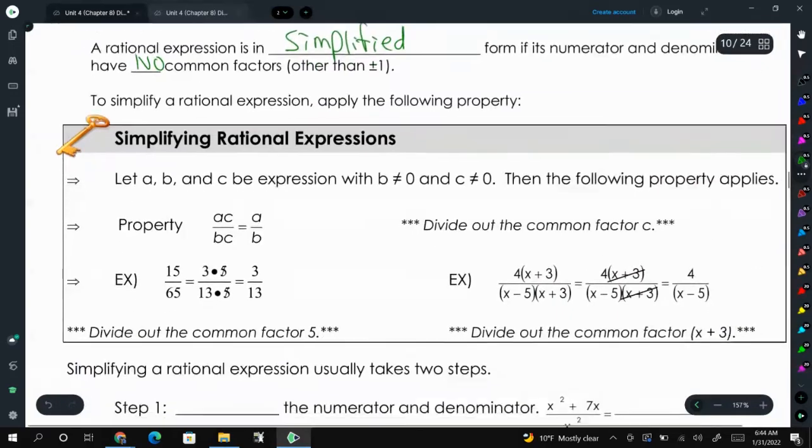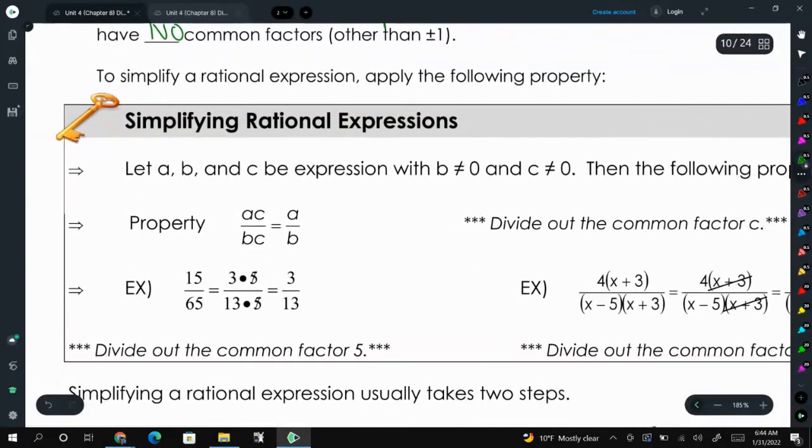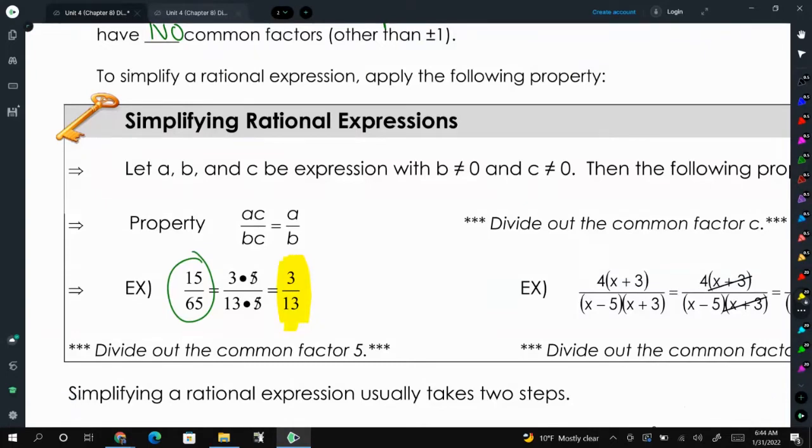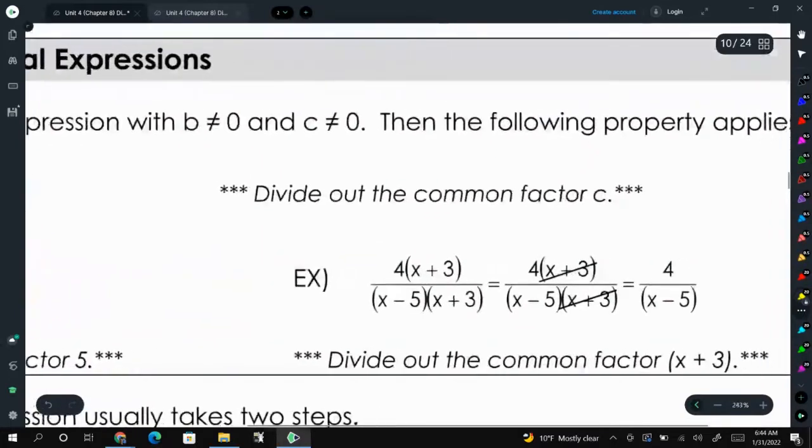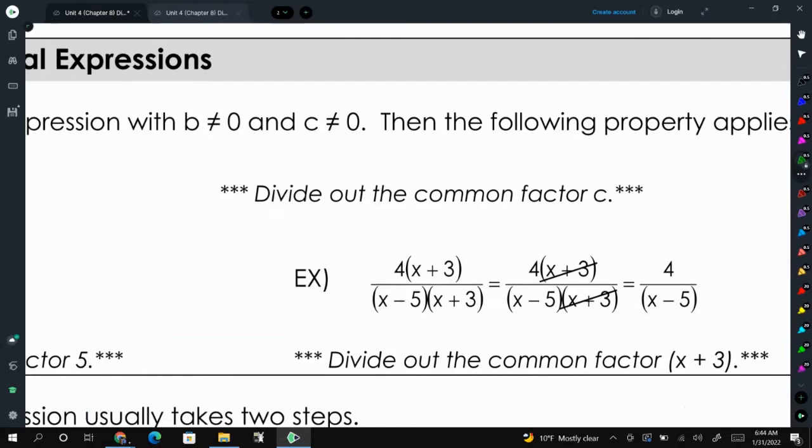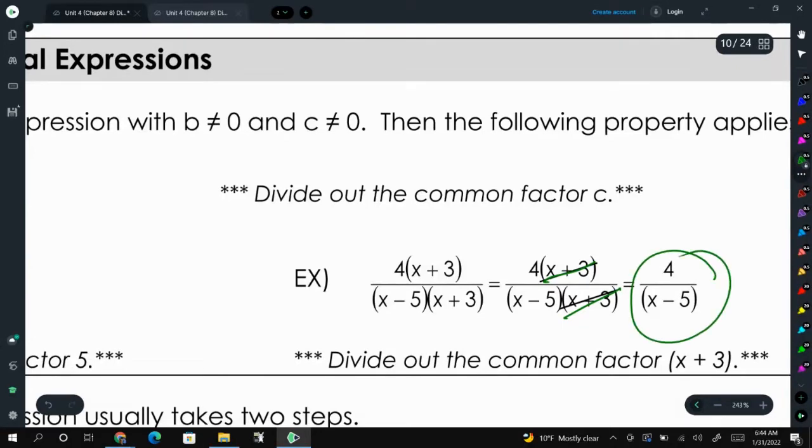If we look down here, we see 15 over 65, and we know that we can reduce that because you can divide the top and bottom by 5 to simplify that to 3 over 13. We're going to do the same thing with expressions. So over here, we have 4 times x plus 3 over x minus 5 times x plus 3. So that's why we can cancel out the x plus 3's, and this is your simplified expression.